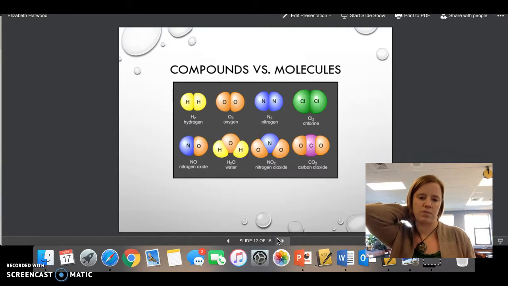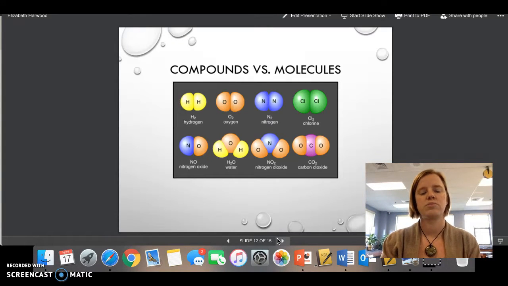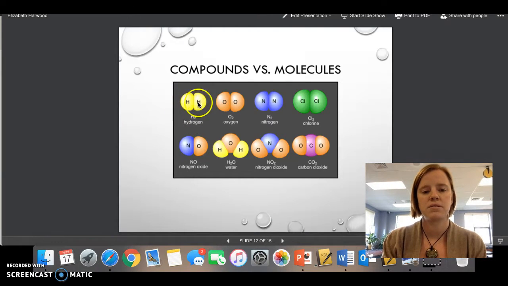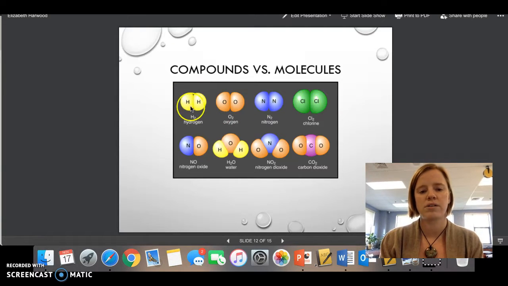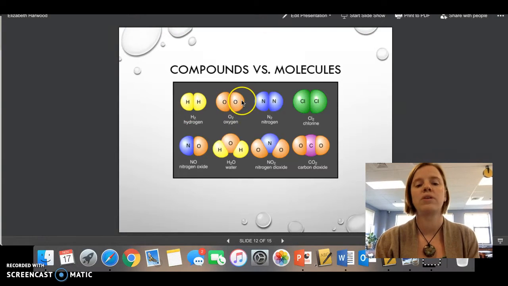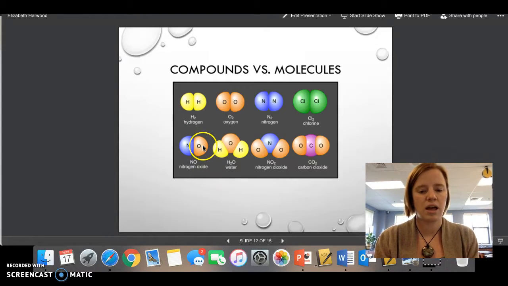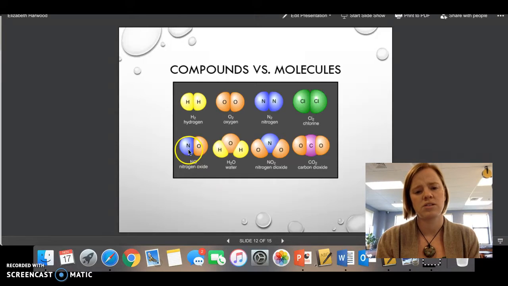So here's an example of the differences between compounds and molecules. You can see that two hydrogen atoms together make the hydrogen molecule, and you can see that across the board, there are some elements that are normally found combined in molecule form in nature. We'll talk about why that is in a second. And then nitrogen oxide here, this is nitrogen and oxygen together, and water is two hydrogens and an oxygen. These are all compounds.